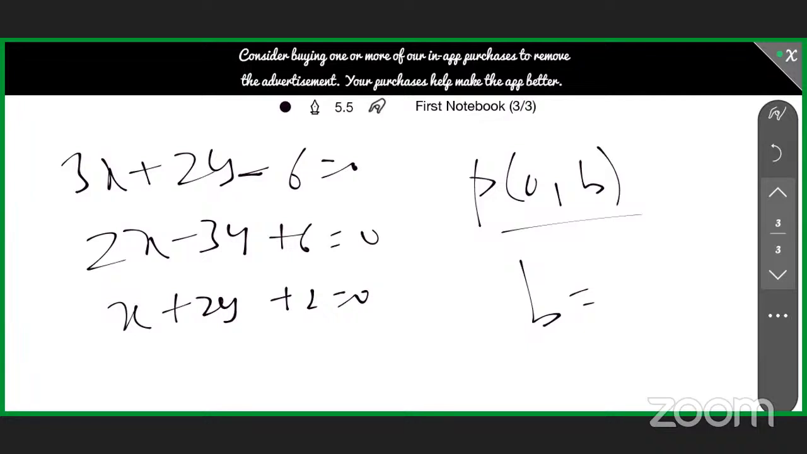Yes, I think Bhavana was having some doubt. Carry on, Bhavana. So what is the question? That was what I was asking. The sides of the triangle are given, and there is one point P (0, B) that is either on the triangle or inside the triangle. You have to find the range of B. This was asked in JEE Mains 2020.